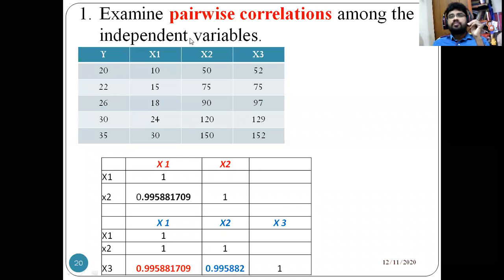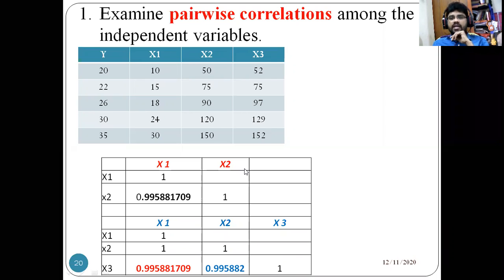See the pairwise relationship between x1 and x2. How much is it? 0.9958. This is the first one. I have done the other one, x1 and x3: the relation is 0.99588. And the relation between x2 and x3 is 0.995882.